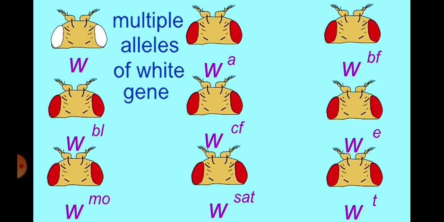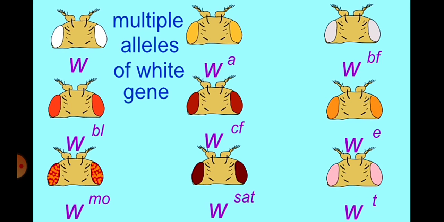However, different mutations at different points of the gene can cause, instead of a white color, an apricot color. And there is an allele of the white gene known as white apricot. Another mutation in this white gene is named white buff. Another, white blood. Another, white coffee. Another, white eosin. Another, white mottled orange. Another, white satsuma. Another, white tinged.